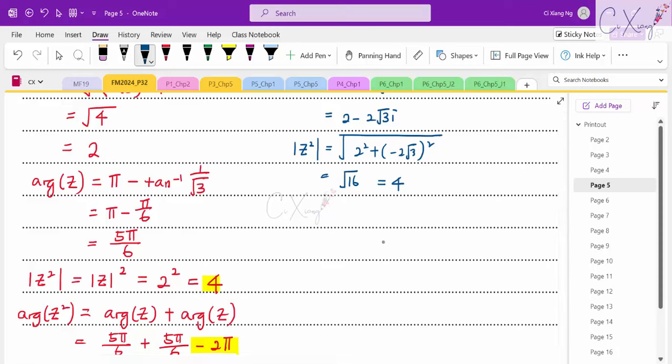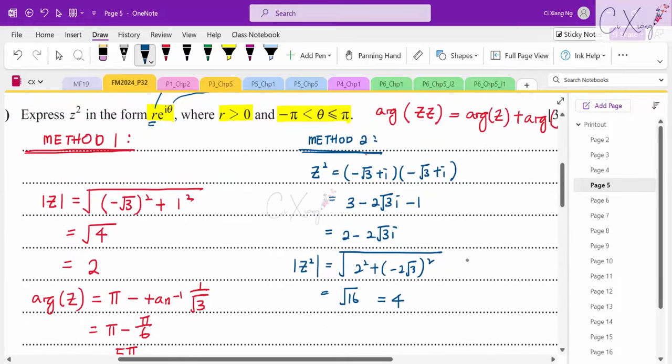Okay. Then how about finding the argument? Again, to find the argument of z squared, you have z squared, which is 2 minus 2 square root 3 i. So 2 minus 2 square root 3 i basically belongs to the fourth quadrant. So this is 2, this is 2 square root 3. Okay, so to find the angle, it is measured in this direction, in the negative direction.